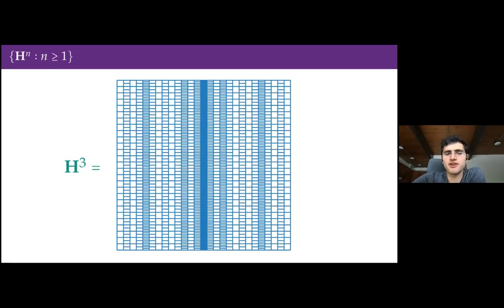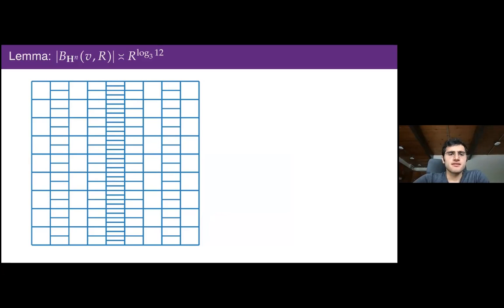You need one more trick to obtain a transient planar graph, but I'll get into that later. Let me tell you why these graphs have uniform polynomial growth. I claim that they have uniform polynomial growth of degree r to the log base 3 of 12. Here are some simple facts that imply this lemma.